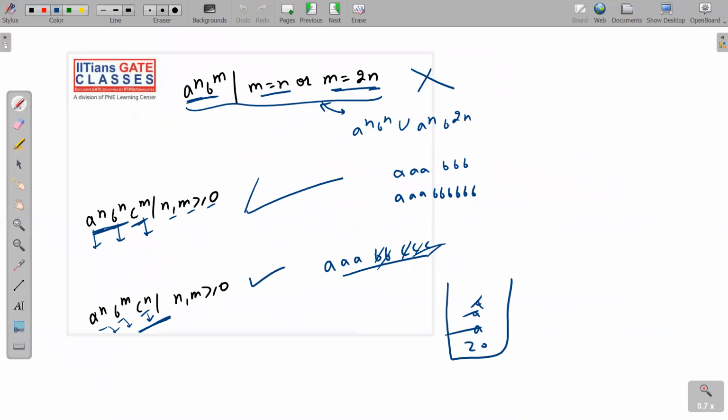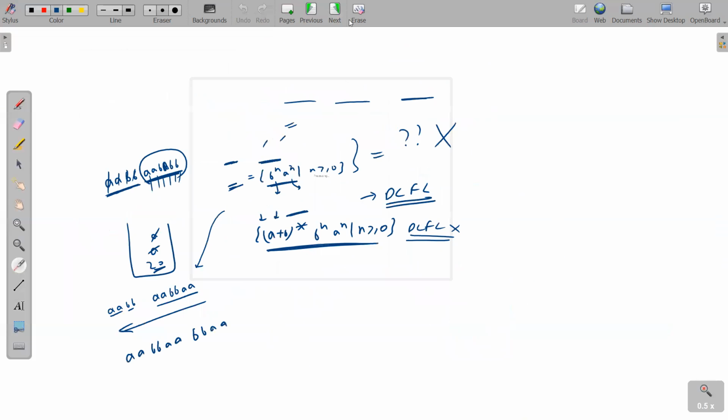See here carefully. I have already told you that this is not DCFL, but this is DCFL, and this is also DCFL. These two are DCFL, but their union is not DCFL. That means in the union operation, DCFLs are not closed.